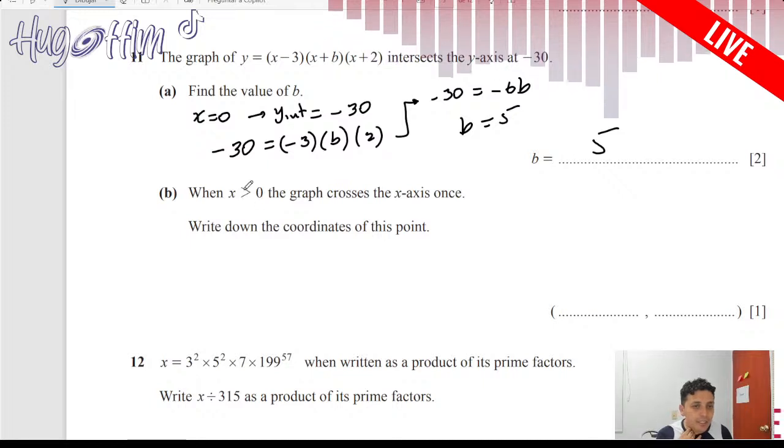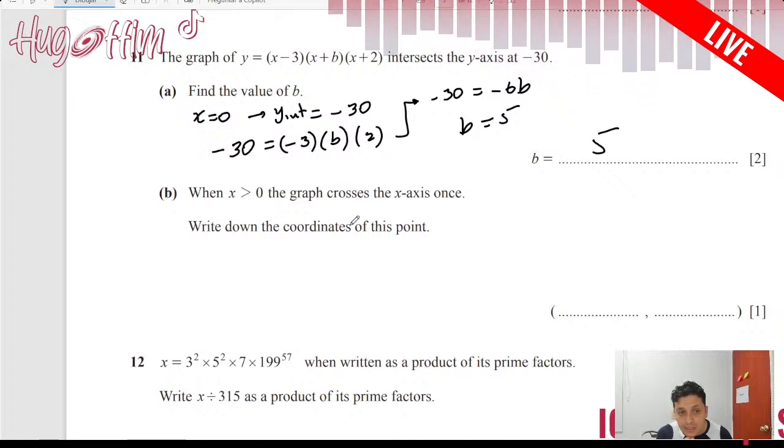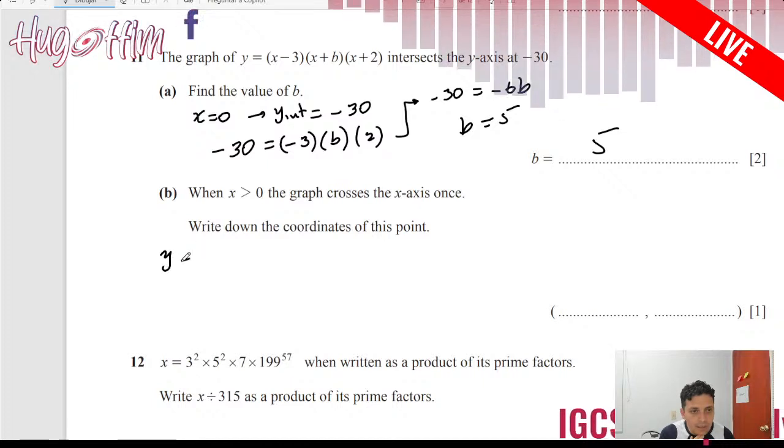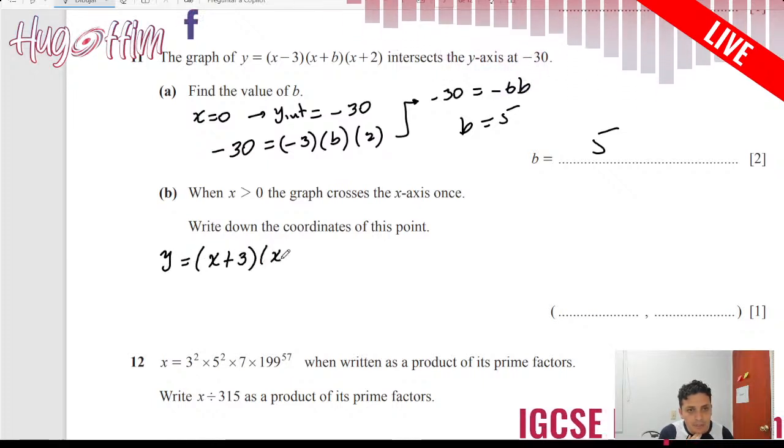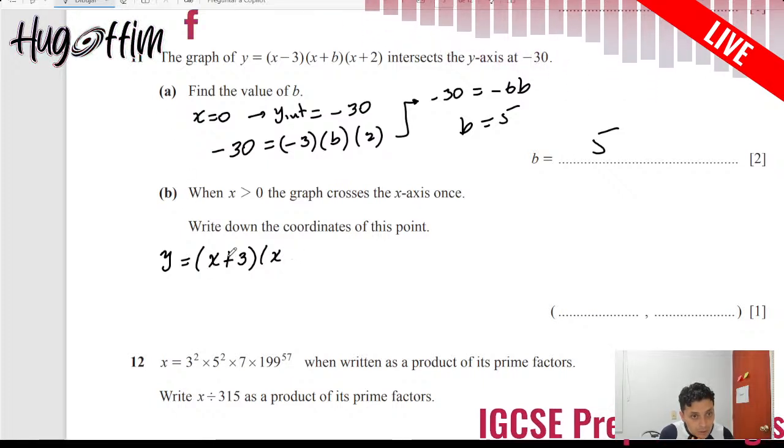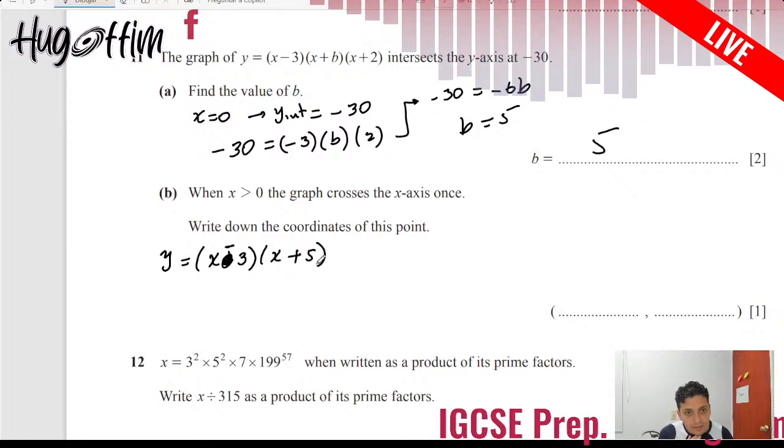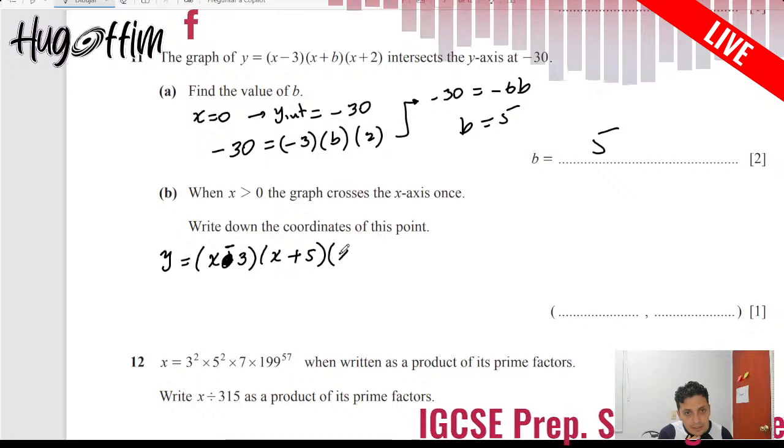When x is greater than 0, the graph crosses the x-axis once. Write down the coordinates of this point. Okay, so y is x minus 3, oh sorry, it's not plus, it's minus, x plus 5, x plus 2.